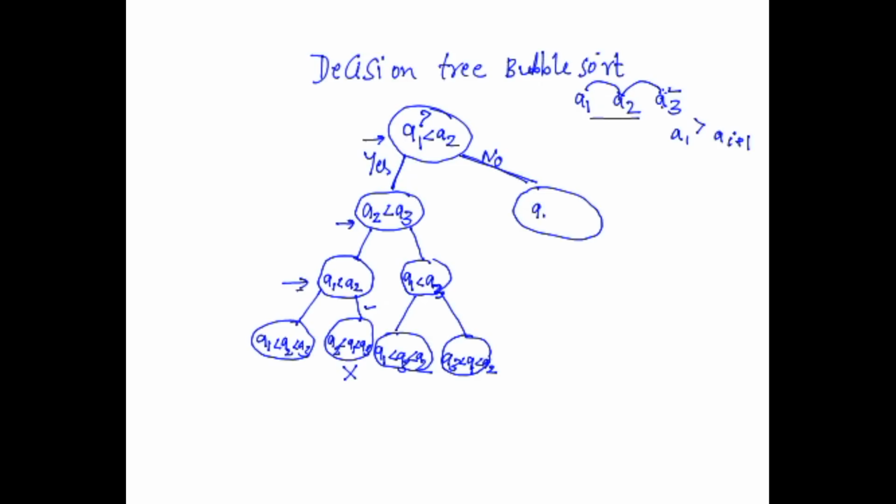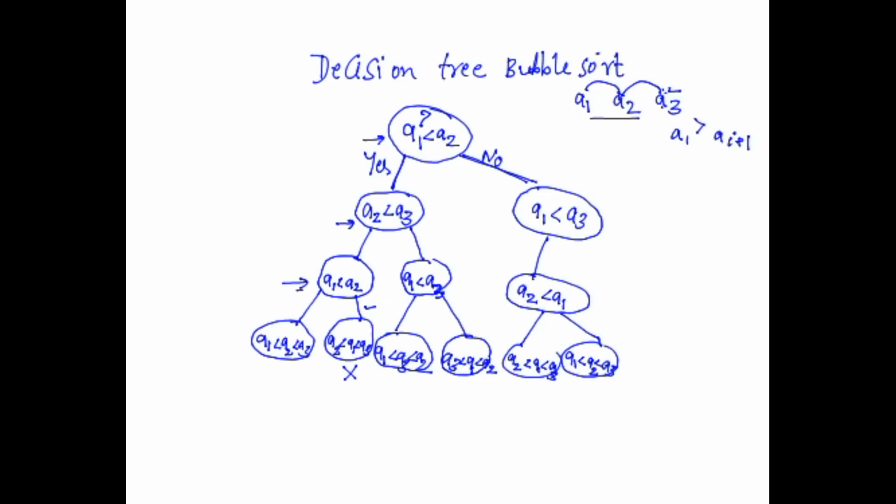So A1 will be compared with A3. If A1 is smaller than A3, then A3 is the largest number. A2 is in the beginning, and A2 is compared with A1. If A2 is smaller than A1, then we write that A2 is smaller than A1, which is smaller than A3. If the answer is no here, that means A1 is smaller than A2, which is smaller than A3.